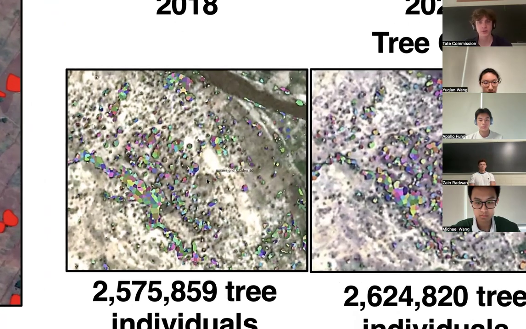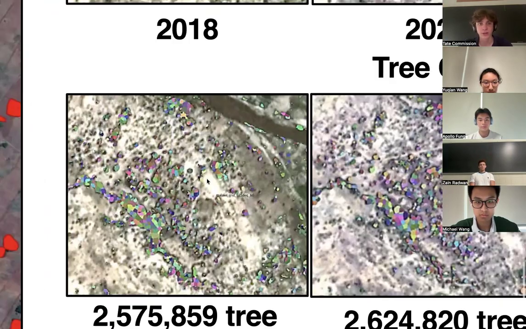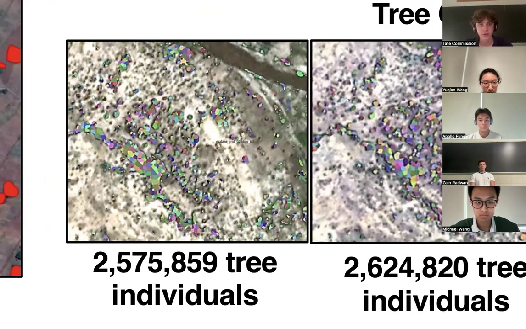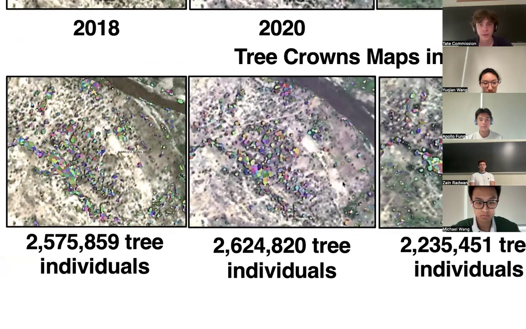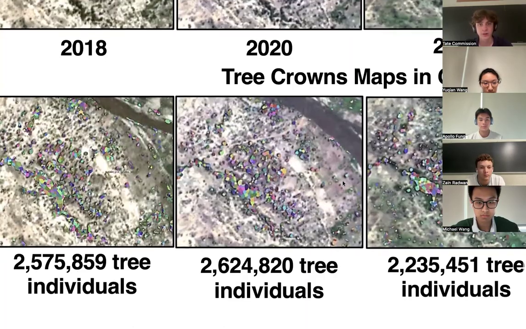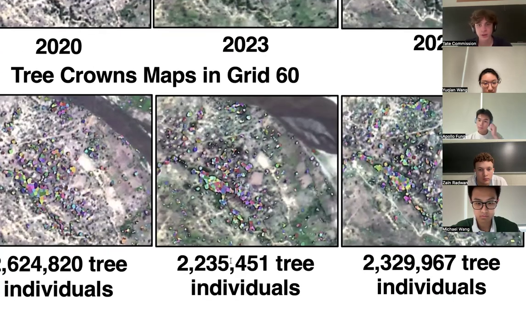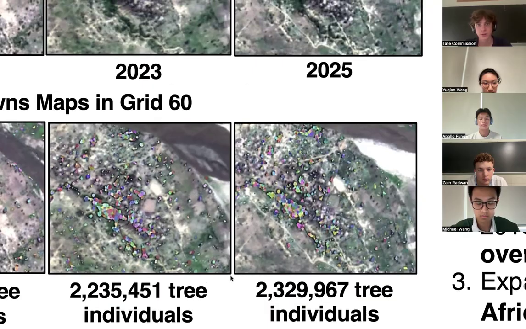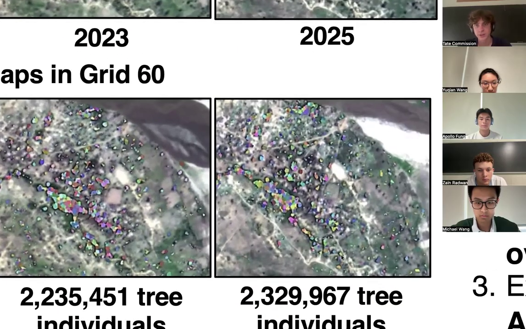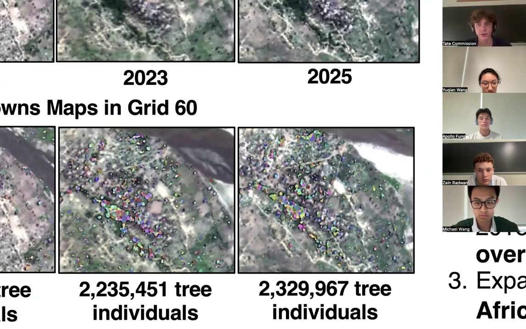So you can see it did a pretty good job on this patch in 2018, around 2.5 million trees in this small area here. Around 2020, you see a couple more trees, and around 2023, a couple less, and then a similar number in 2025. So you can see each color represents one individual tree in the pipeline here.